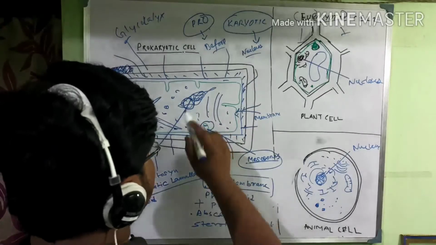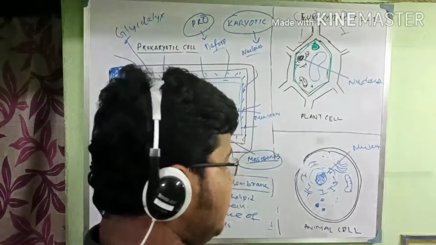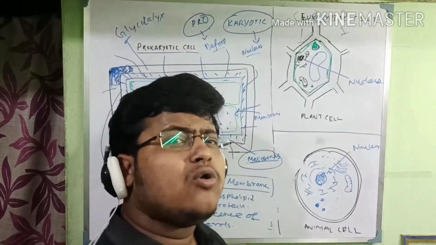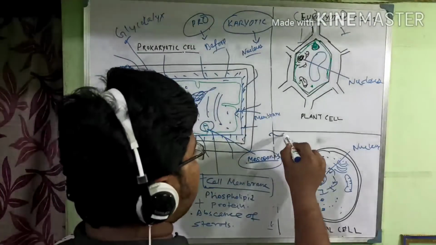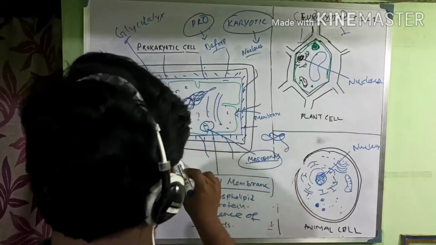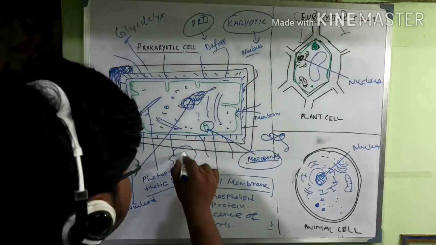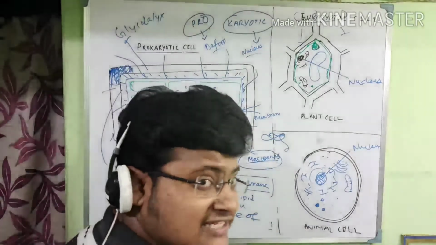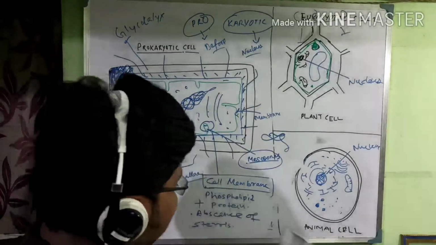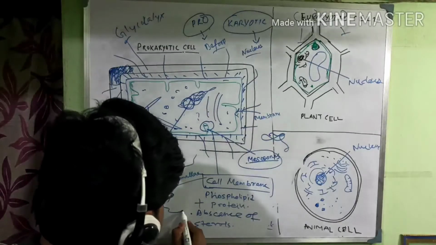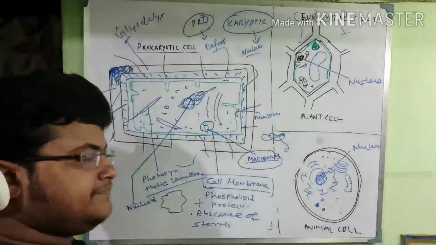So this nuclear material, the nucleoid, consists of only chromatin, or circular DNA material. This is circular. This is a DNA material.